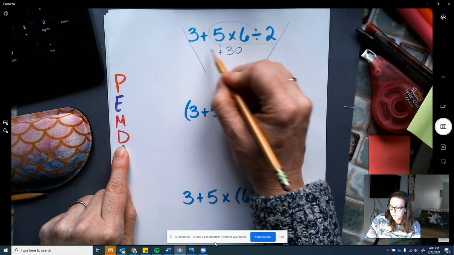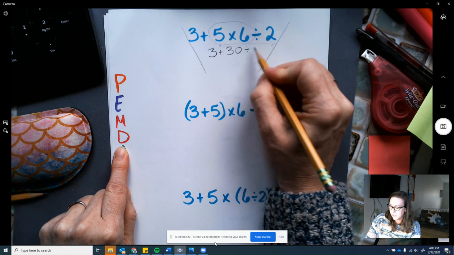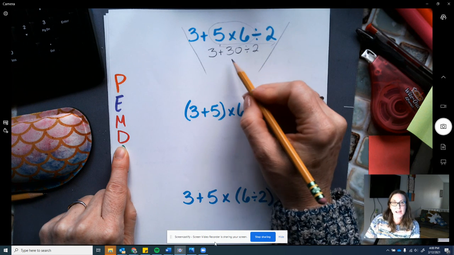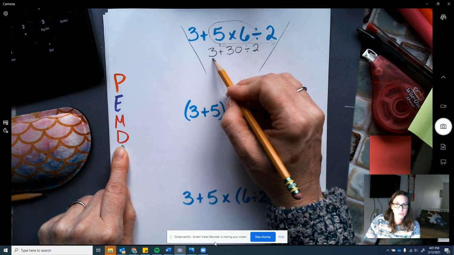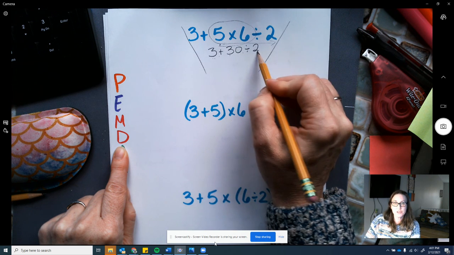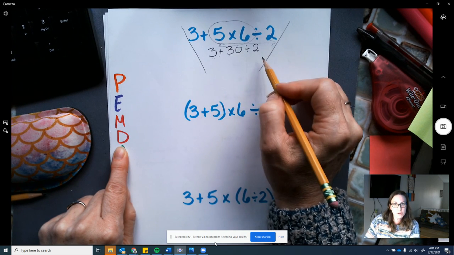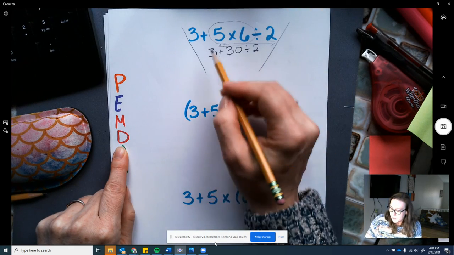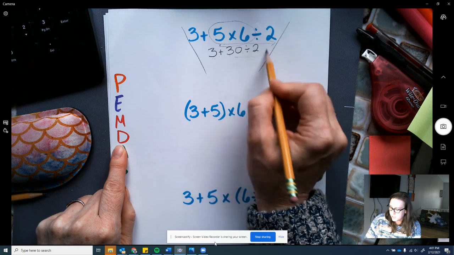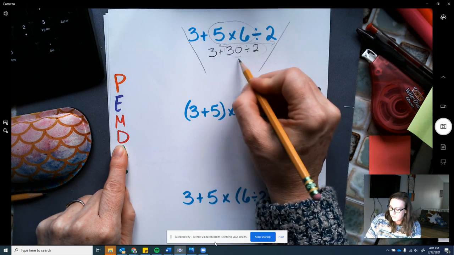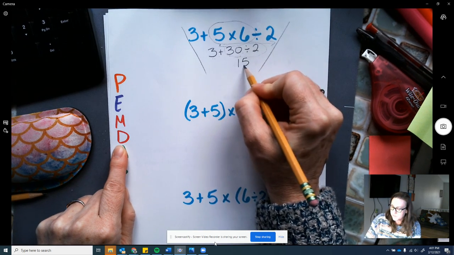I'm going to rewrite the rest of this problem exactly the way it is up here, and I have to make sure that the 30 stays in between. There's a 3 plus in front of it and a divided by 2 behind it. I have to keep it in the right order. All right, no parentheses, no exponents, multiplication, division, I do have that there. So I'm going to solve that part next. 30 divided by 2 is 15.